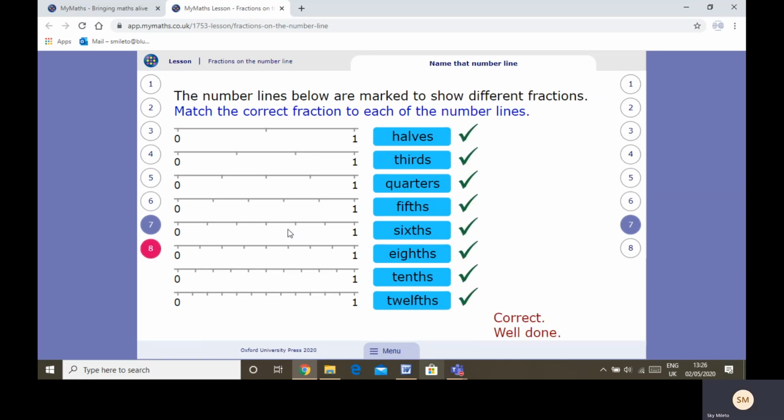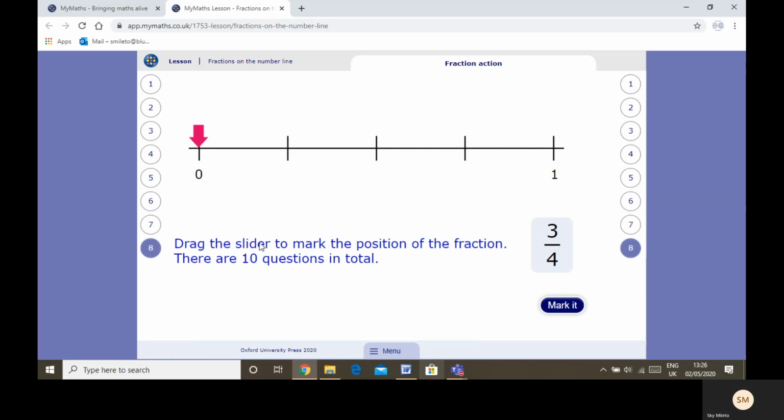So, final slide of work. We can drag the slider to mark the position of each fraction. Now we've done this one, 3/4. Okay, there are 10 questions in total. I'd like you to try them all. I'm going to do another 2. 1/4. We can just count 1. Oh, this one's interesting. 4/4. We know that if the numerator and denominator are the same, then it's going to be 1.